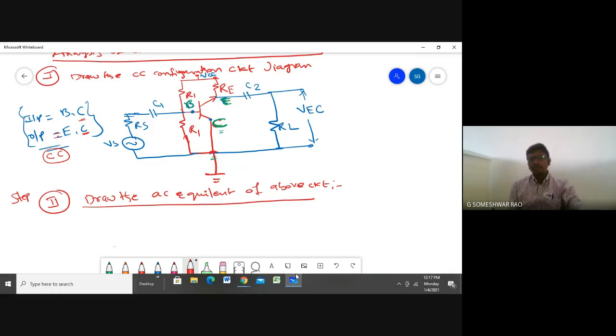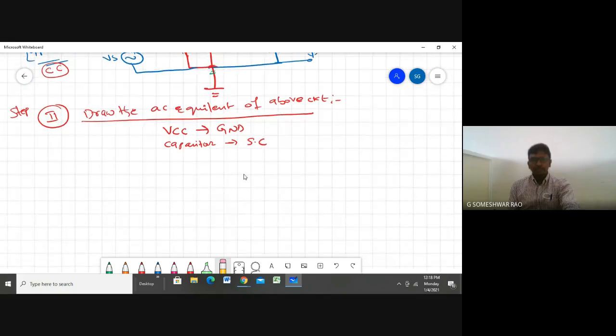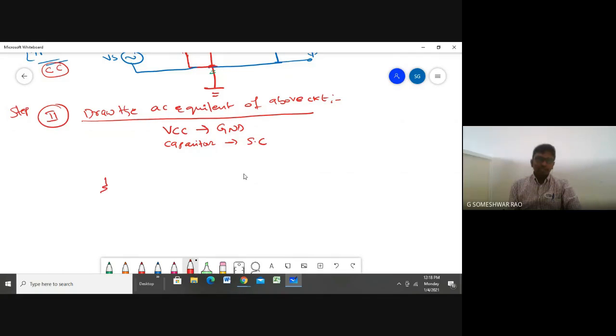When you draw the AC equivalent of the above circuit, make sure that VCC is connected to ground, and any capacitors in this circuit are made short circuits. If I do so, then what is the equivalent circuit diagram? This is RS, it won't change, and this is VS. And what about C1? C1 is short circuited, which I am representing here. Let me draw in a convenient way, because the space will be sufficient here. Now this is RS.